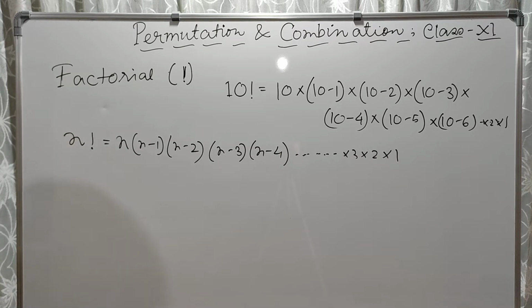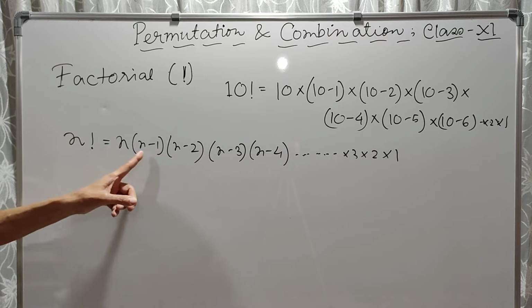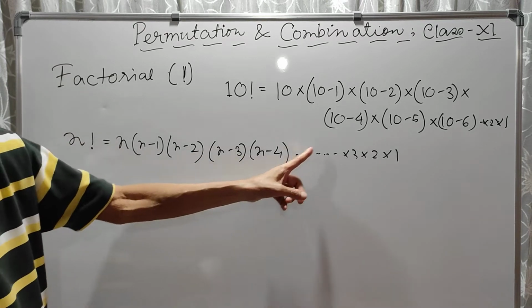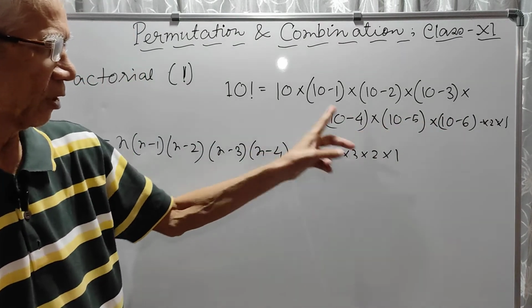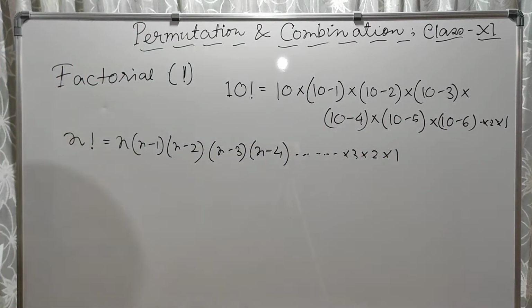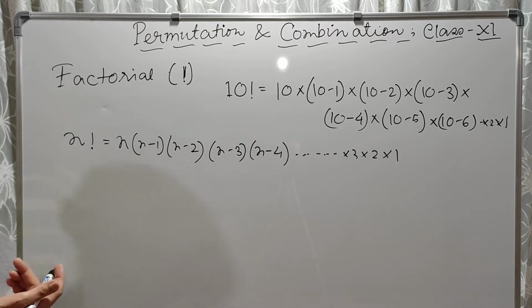So this is the concept of n factorial. n factorial is n into n minus 1 into n minus 2 into n minus 3 into n minus 4 into n minus 5 into n minus 6, that way, always starting from 1. So this is the concept of factorial, n factorial.